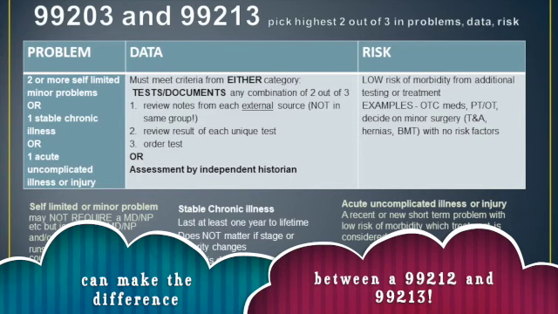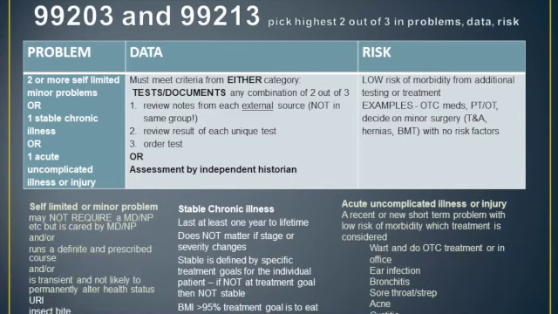A stable chronic illness is an illness that lasts at least a year to lifetime. Doesn't matter the stage or the severity changes, so it could be in control, and it's stable if the specific treatment goals, the individual patient goals, are being met. If the treatment goals are not being met, then it's not stable.